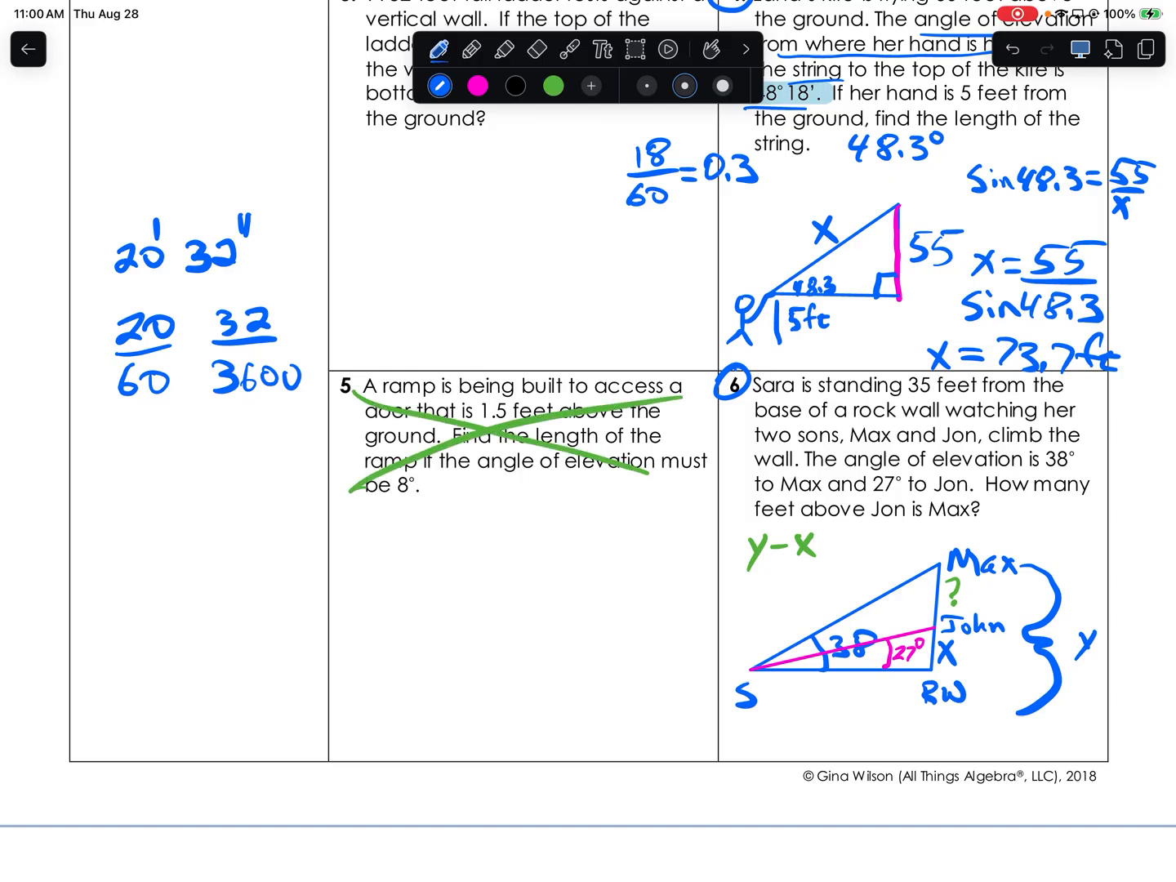So we'll do tan 27. So who are we talking about when we do tan 27? We're getting John's height. So tan 27 equals x over, I forgot to write 35 on my diagram. So the mom is standing 35 feet from the rock wall. So x over 35. So 35 tan 27. That gives us the x value. 35 tan 27 is 17.8.